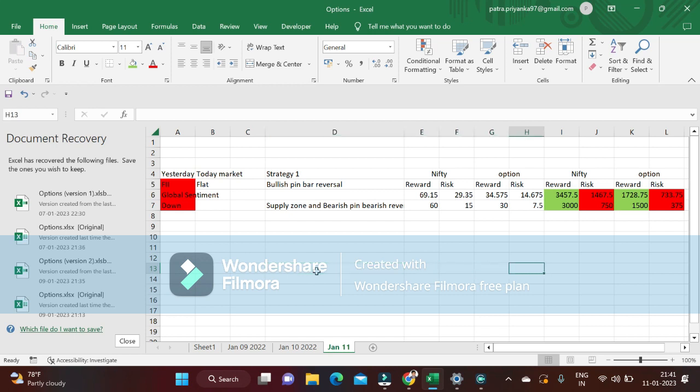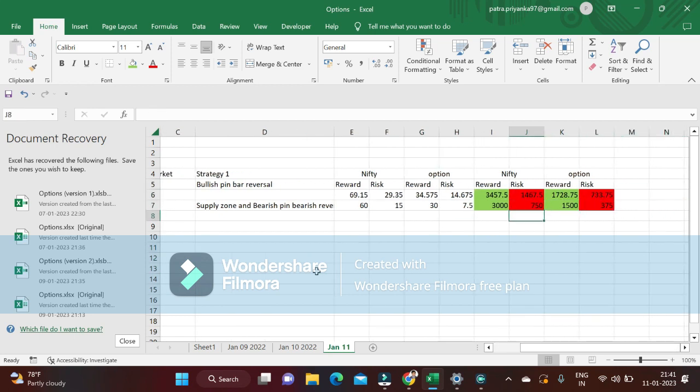Suppose in one day you were losing, that day your day is bad. Even with the two opportunities you got, you failed both. How much are you losing? See this and this. 2,200. And if you have 2 lakhs capital, you are losing only 1%. That's fine.